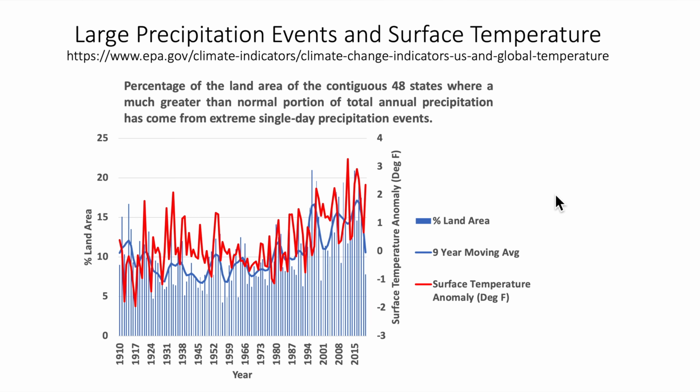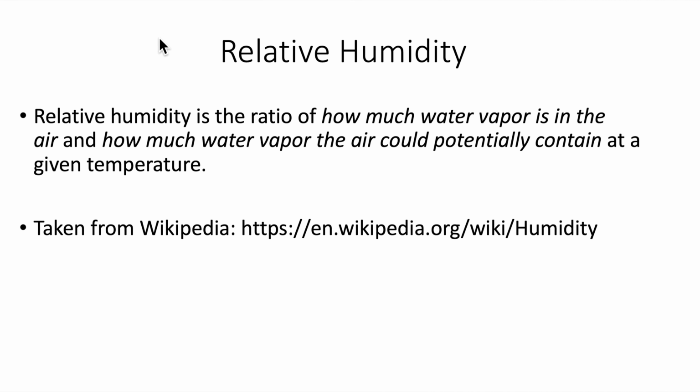It's very interesting. A brief description of relative humidity that I got out of Wikipedia. Basically, relative humidity is the ratio, usually expressed in percent, of how much water vapor is in the air and how much water vapor the air could potentially contain at a given temperature.